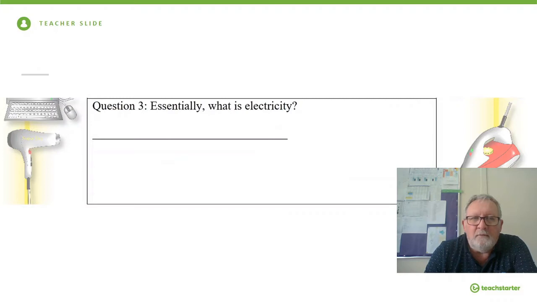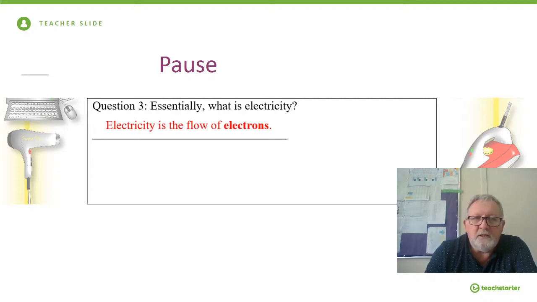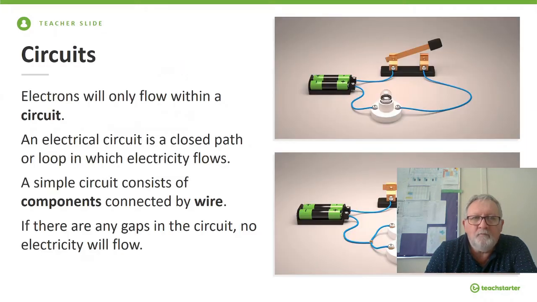So question 3, essentially, what is electricity? Remember, base your answer on that slide, pause, and have a go. All right, let's see what you said. Essentially, electricity is the flow of electrons. How did you go? Let's move on.